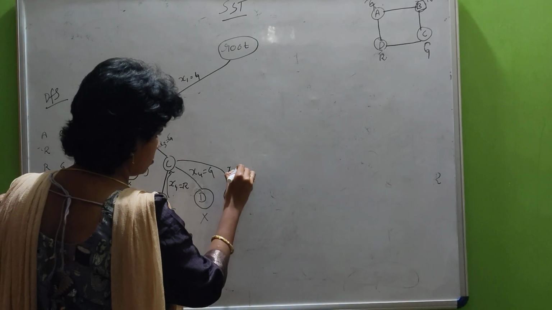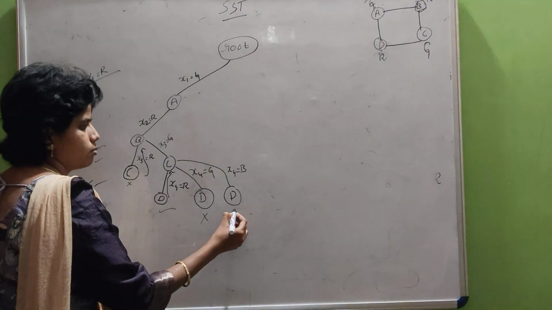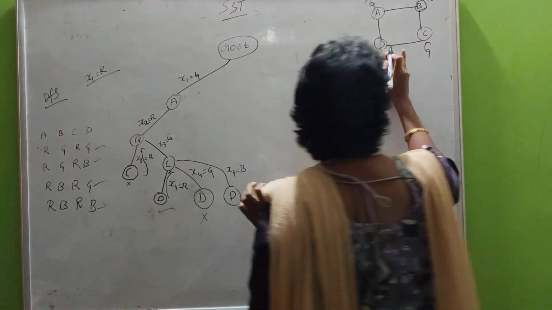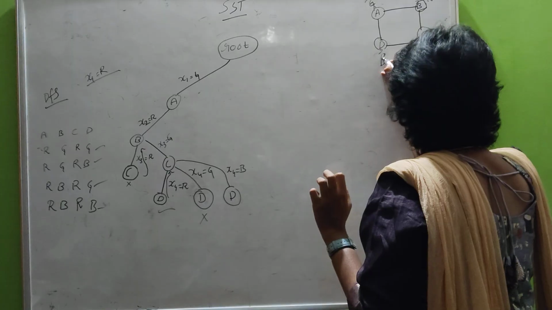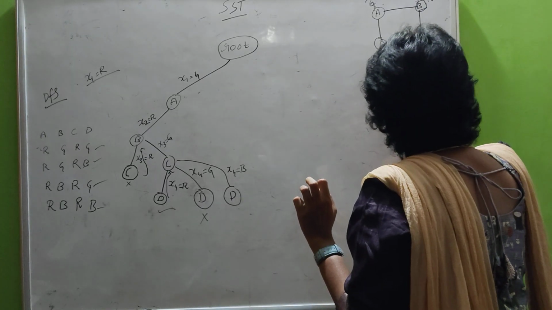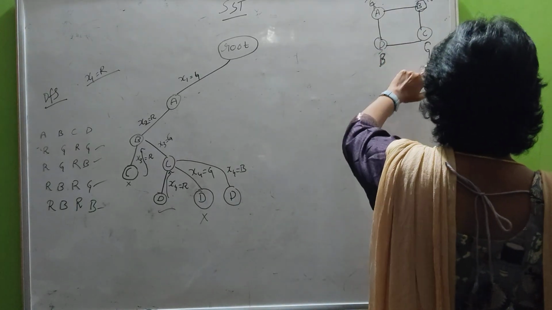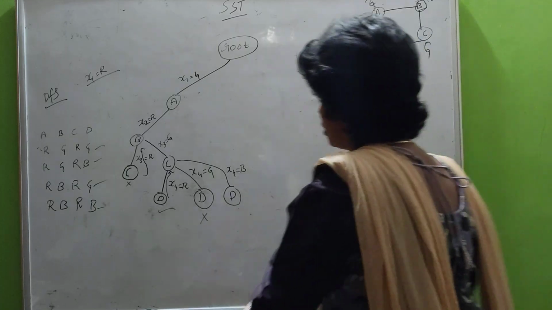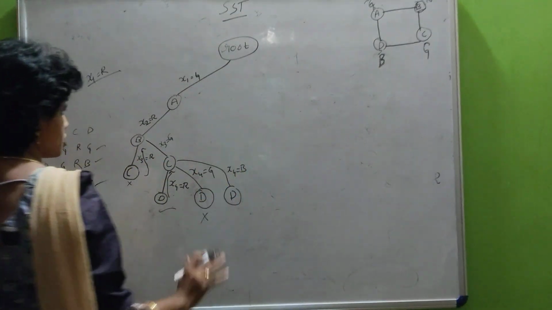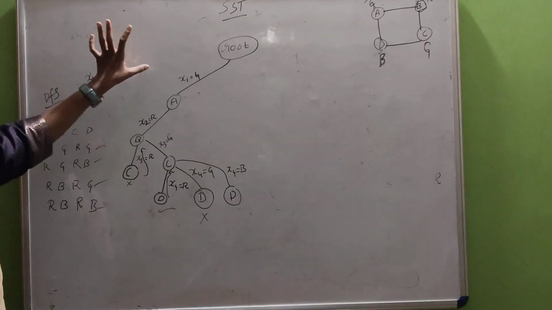Now x4 is equal to blue. Is it accepted? Yes, definitely. Why not? B, green, red, green, then blue. It's accepted. So these are the feasible solutions.